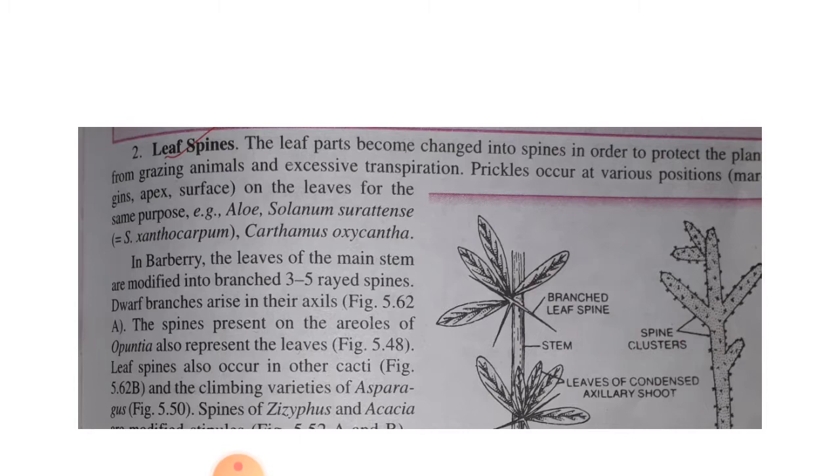Prickles occur at various positions on the leaves for the same purpose. In some plants the leaves of the main stem are modified into branched spines with 3 to 5 rays. Spines devoid of branches arise in the axil. The spines are present on the areoles of the leaf. Spines also occur in other cacti and climbing varieties of asparagus, and in Zizyphus and acacia. Similarly, there are various plants where these spines are present.